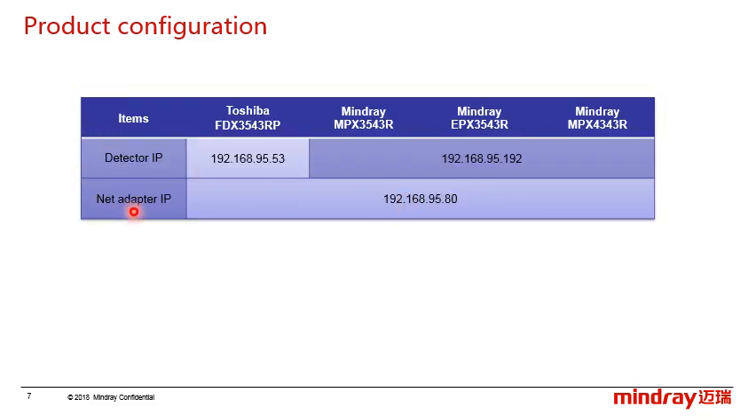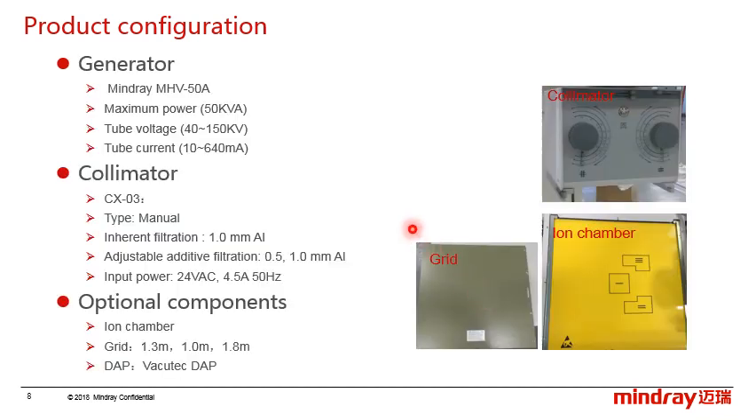Let's see the default IP address for the detector and the net adapter. As you can see, they have the same segment and only differ in the last digit. Like the Toshiba detector, its IP address ends in 53, and for the Mirage detector, the last digit is 192.